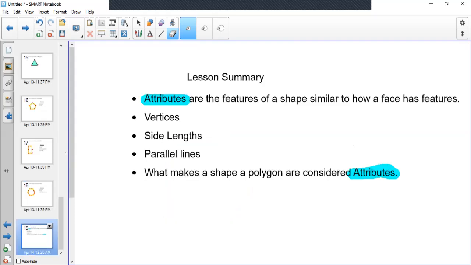So just a quick summary of today's lesson. We know that attributes are features of a shape, similar to how a face has features like a nose, lips, mouth, and eyes. Some of the attributes we talked about today were vertices, side lengths, and parallel lines. And I don't want you to forget, scholars, that what makes a shape a polygon, which is it being a closed figure, it has vertices and side lengths, those are also considered attributes as well.